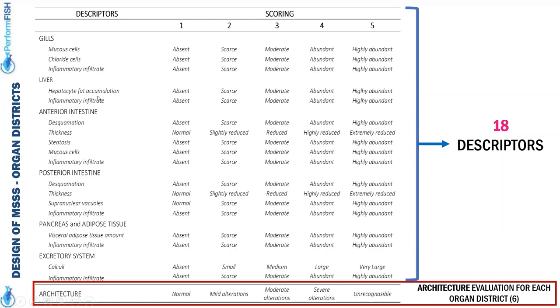The liver is assessed for hepatocyte fat accumulation and also, of course, for inflammatory infiltrate. The descriptors were selected because they are sensitive to management practice, and in addition are indicative of fish health status during the larval and juvenile stages. There are 18 organ-specific descriptors in total.